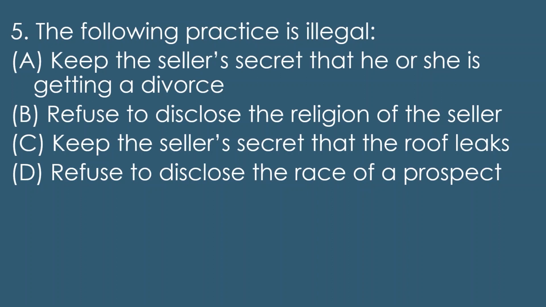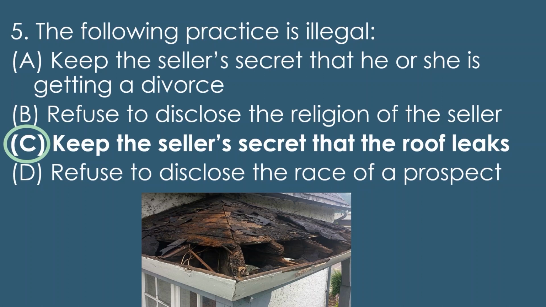Now, the best answer, based on the process of elimination, is C, keep the seller's secret that the roof leaks. Well, that is a material fact, and you must disclose it because remember, as an agent, you have a duty of honest and fair dealing to the other third parties in the transaction, as well as disclosure of material facts. And a leaky roof is a material fact that must be disclosed. So that is very important, and it would be illegal for you to not disclose a leaky roof.